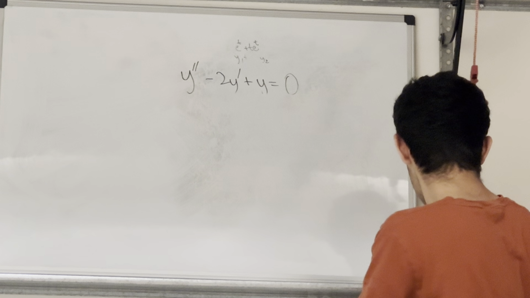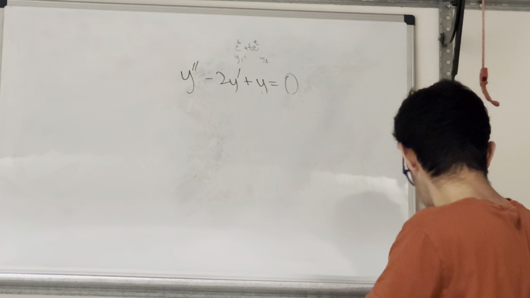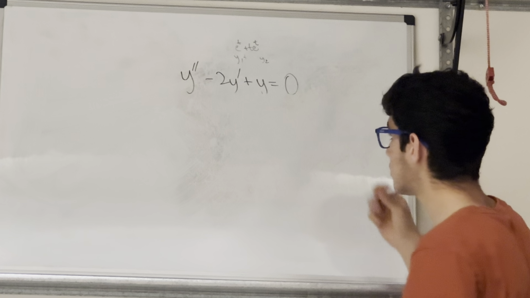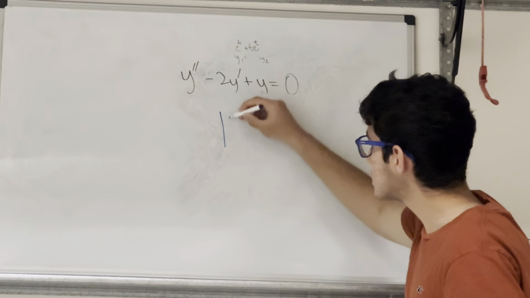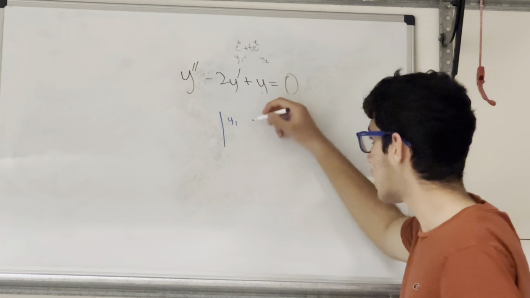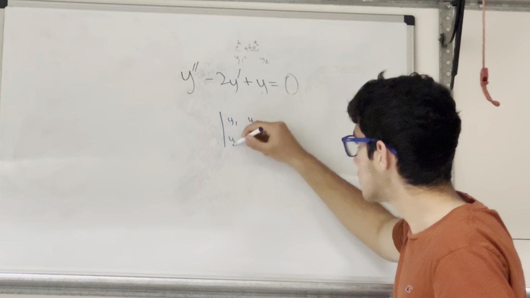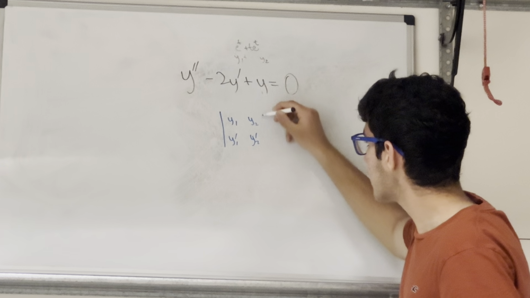But what we're going to do, and I'll do this in a different color. We've been using black quite a bit, so let's try blue over here. The Wronskian is just the determinant. This is the determinant of y1, y2, y1 prime, y2 prime, right?